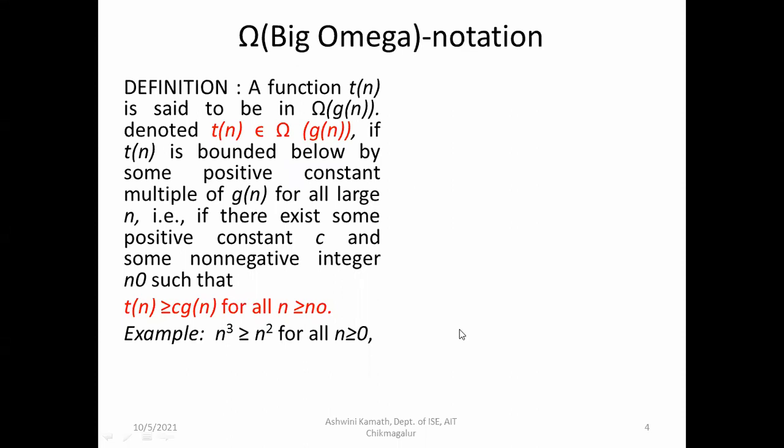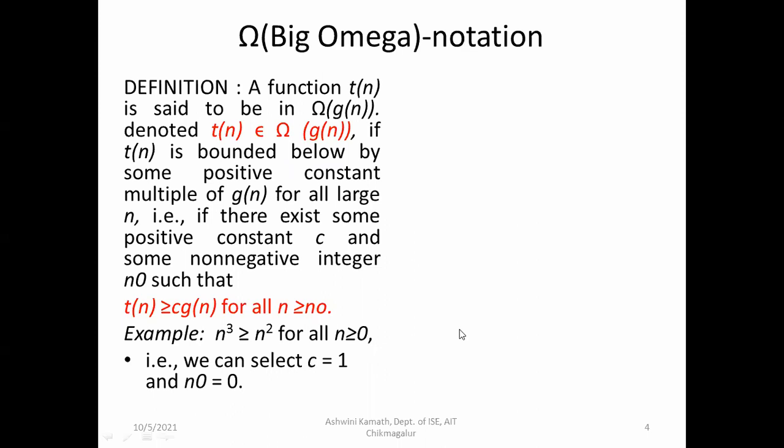Initial state must be given, and it is equal to n naught or more than n naught. For all these values, this condition must be true. That is, T of n must be greater than or equal to C into G of n. So this is the example for that. n cube is greater than or equal to n square, that is for all the values of n greater than or equal to 0. Here n naught value is 0. So we can select C is equal to 1 and n naught is equal to 0.